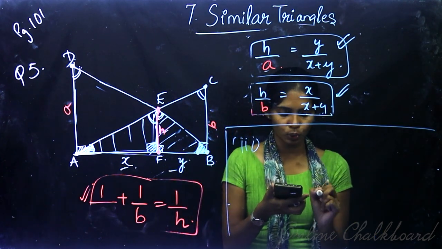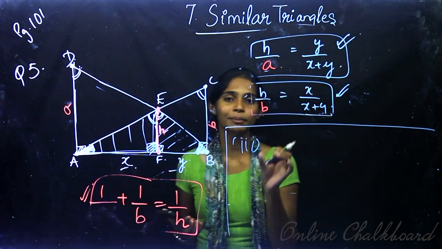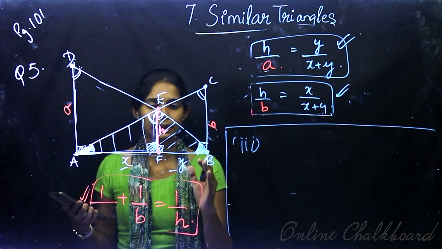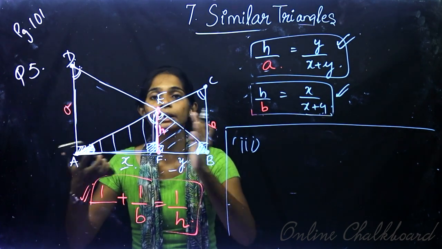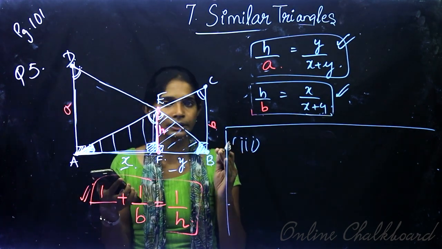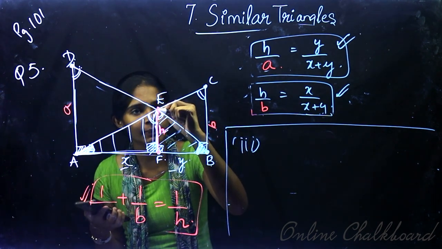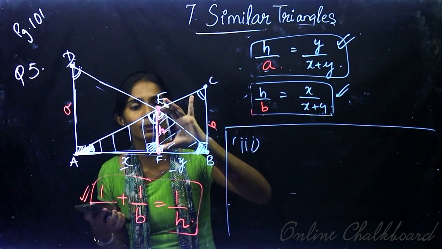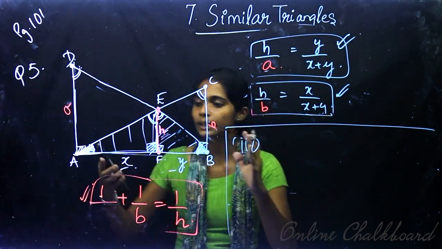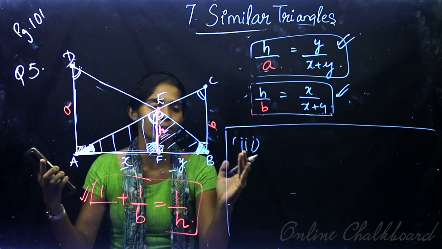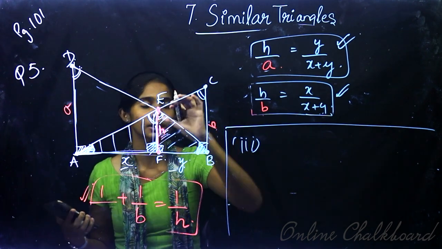Third part: prove that this height would be the same whatever be the distance between the poles. Okay, this is a very important question. This is the distance between the two poles, that is from A to B. Whatever the distance, with the poles and their heights the same, the point where the ropes meet, this h value, we have to prove, will be the same irrespective of the distance. The height from the ground to the point where the ropes meet will always be the same.